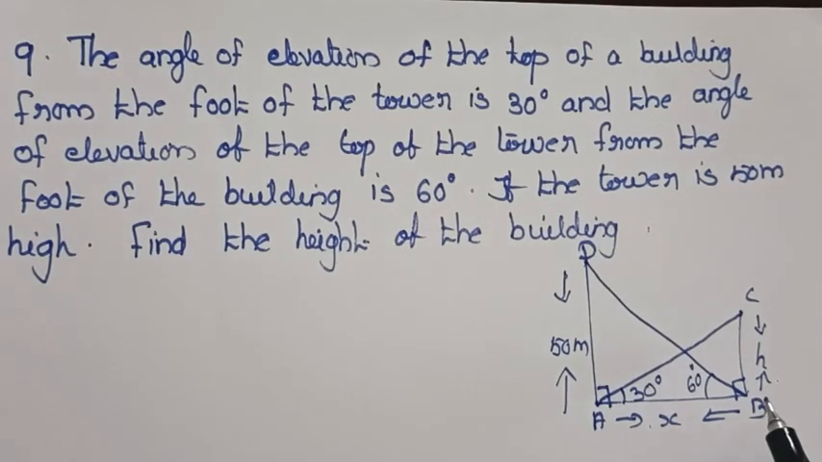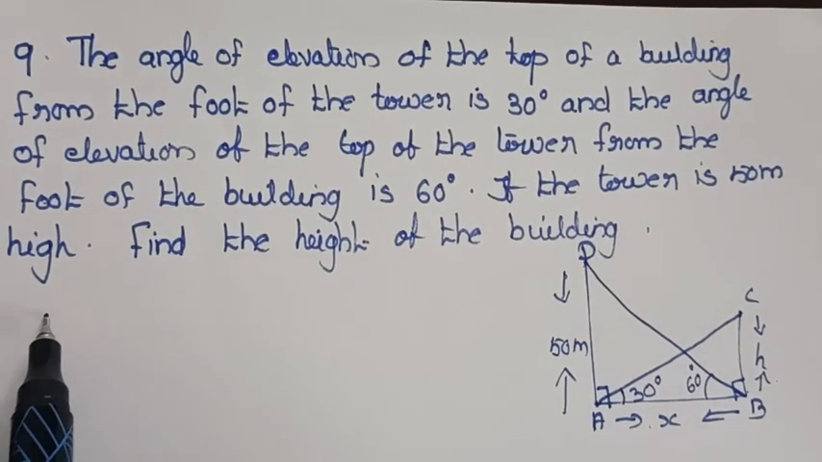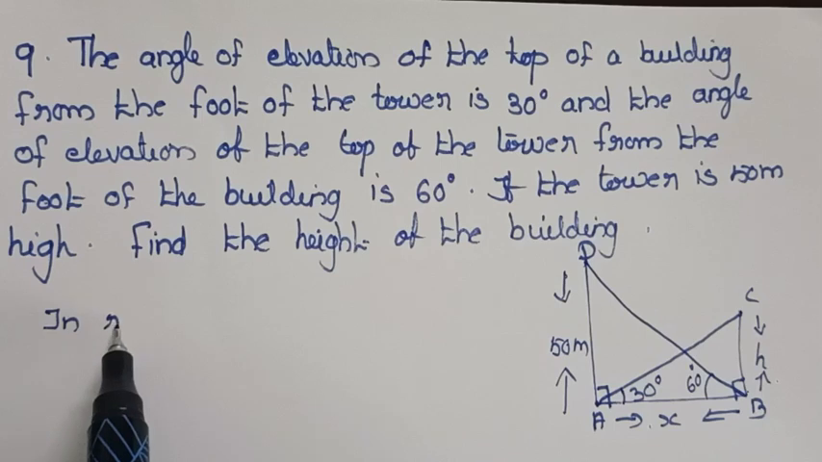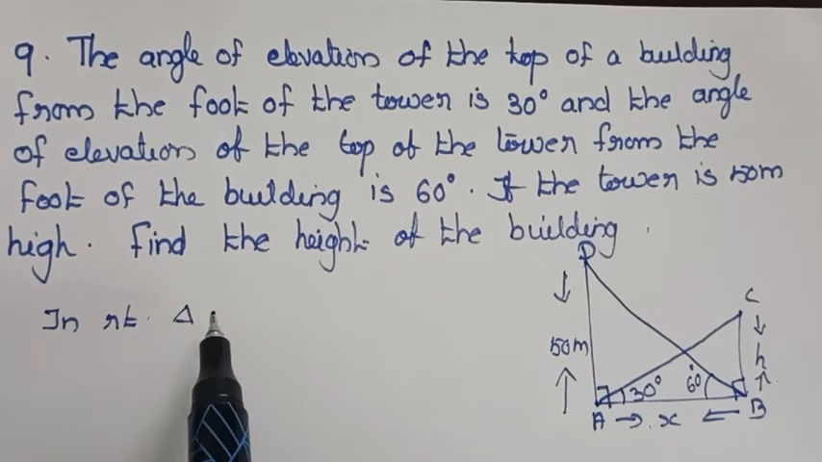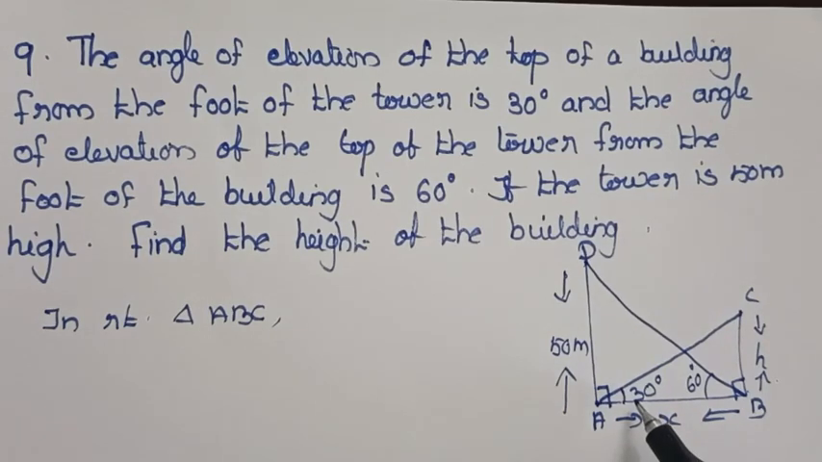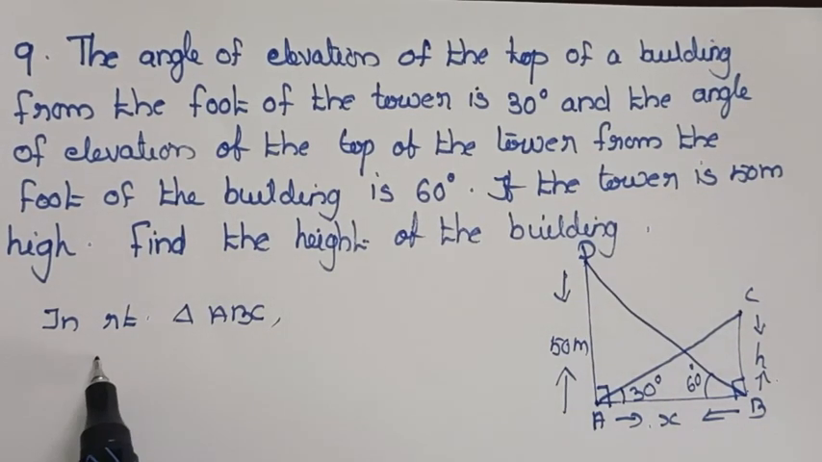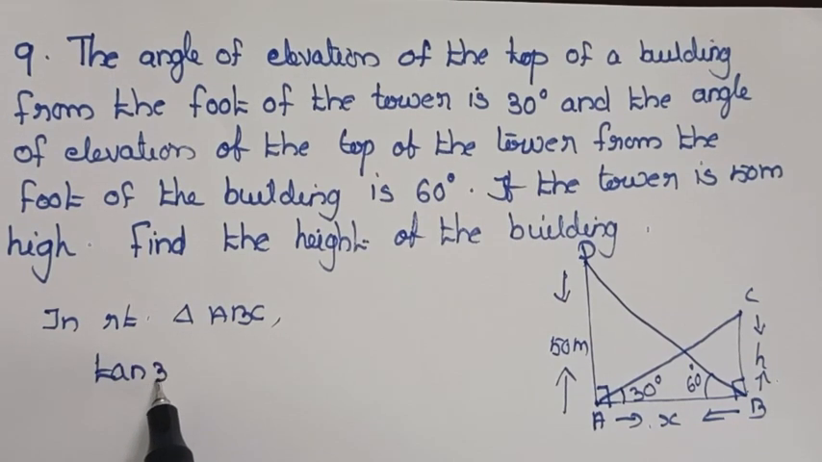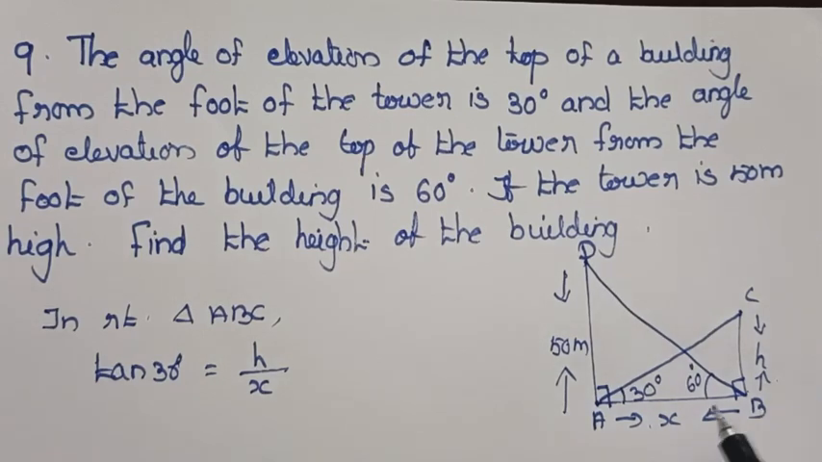First we can take right triangle ABC. In right triangle ABC, we have to connect the opposite side and adjacent side of 30 degrees. So take tan 30. Tan 30 degrees equals opposite side h by adjacent side x, h divided by x. Tan 30 is equal to 1 by root 3, isn't it? Tan 30 equals 1 by root 3. That is equal to h by x.